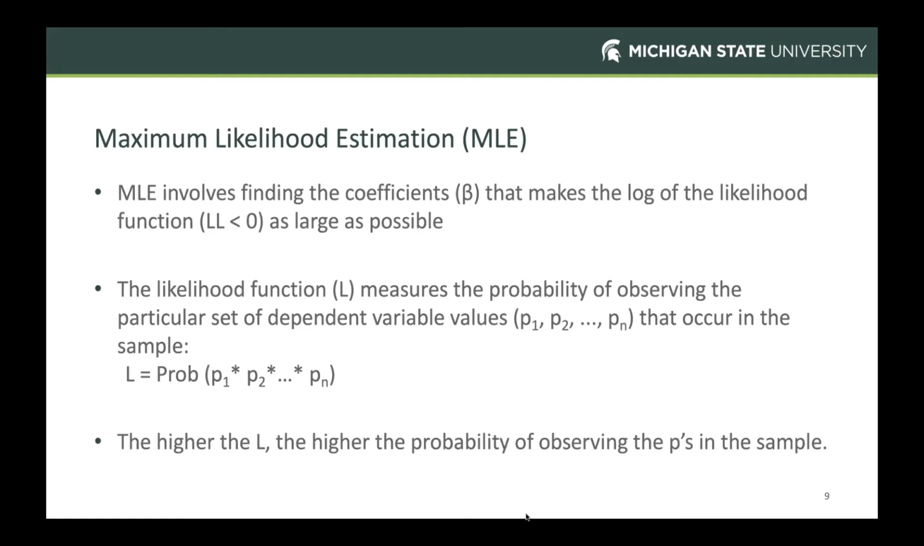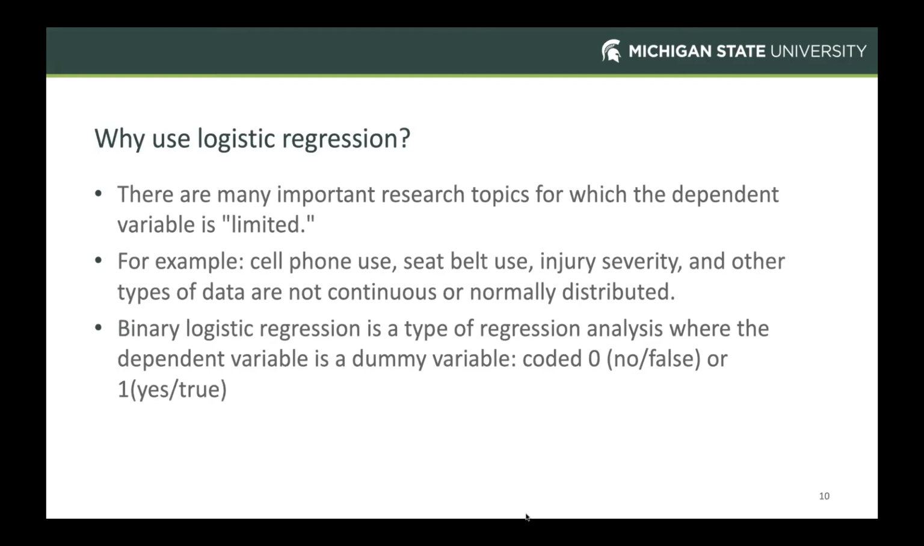Okay, and so by analog there, the higher the value of that likelihood, the higher the probability of observing the specific sample that we're using to estimate our model, okay? And so that leads us into logistic regression. Logistic regression is something we run into fairly frequently within transportation or within analysis and probability and statistics broadly. It's a special case for which the dependent variable is, quote unquote, limited.